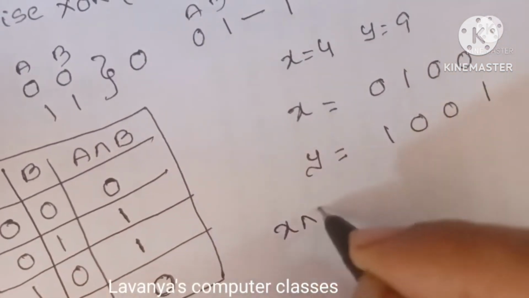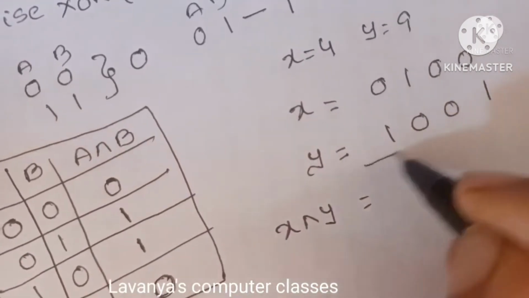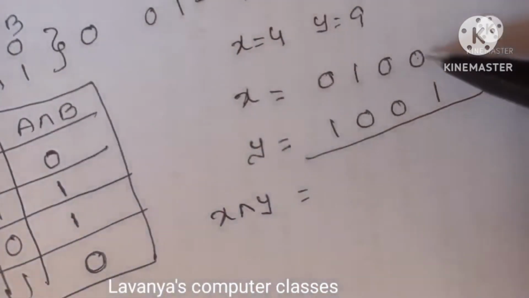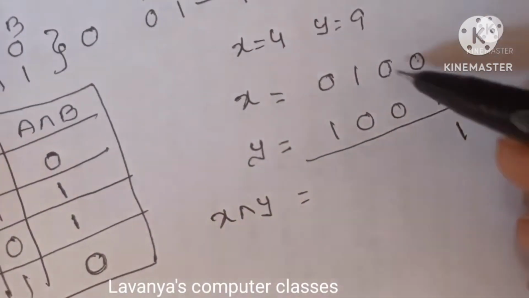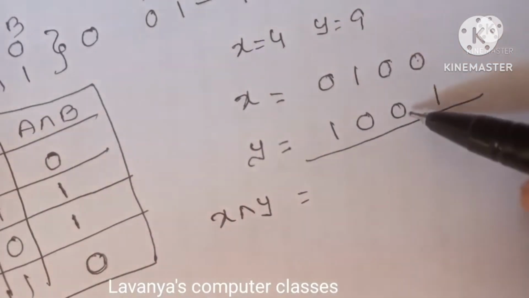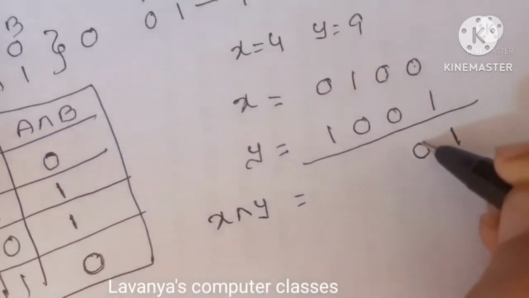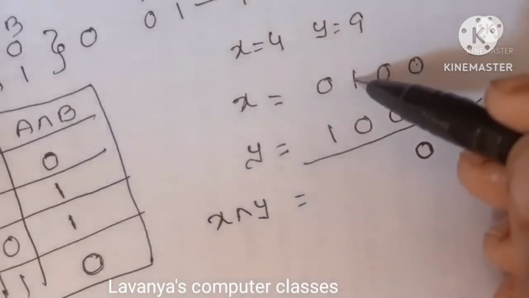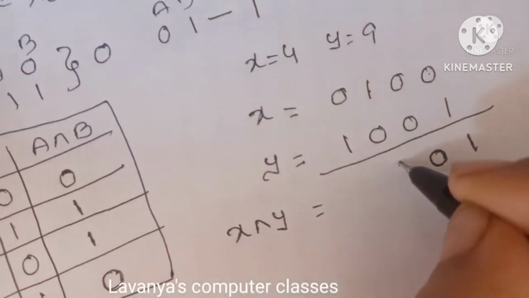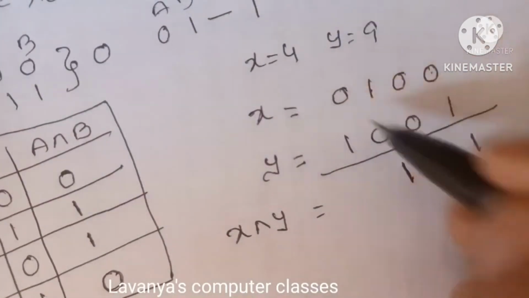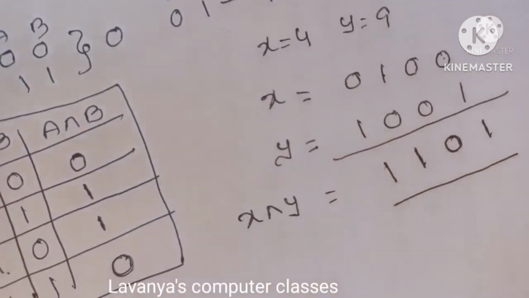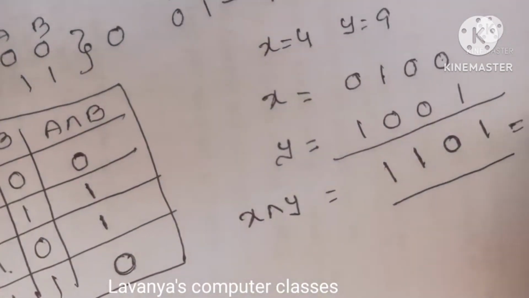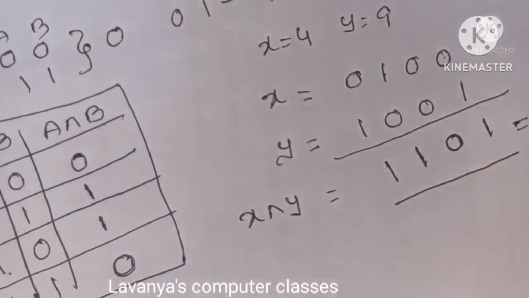Now I am applying the exclusive OR operator on these two numbers. Calculate it. First bit: X is 0 and Y is 1. Both are not same. So answer is 1. Second bit: X is 0, Y is 0. Both are same. So the answer is 0. Then third one, 1 and 0. Both are not same. So the answer is 1. Fourth bit, 0 and 1. Both are not same. So the answer is 1. 1, 1, 0, 1. So what is the answer of 1, 1, 0, 1? 1, 1, 0, 1 is again 13. So this is working like a bitwise exclusive OR operator.